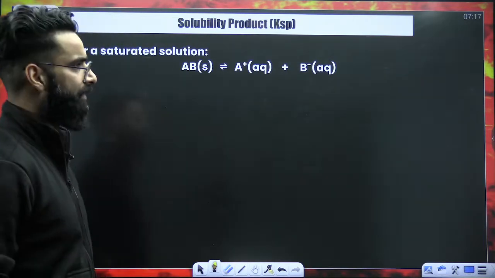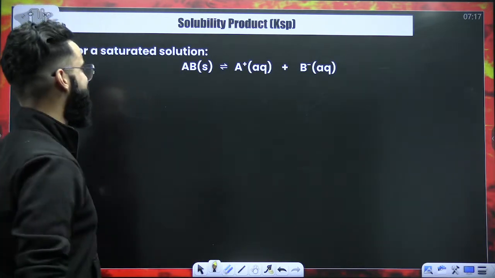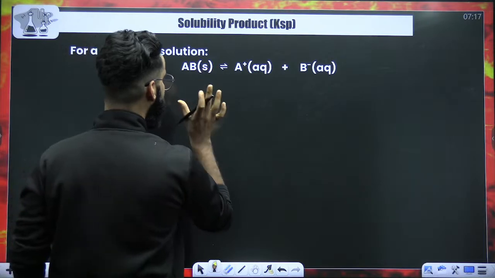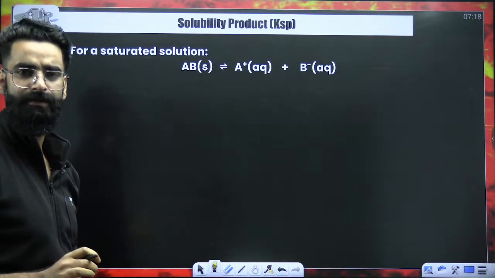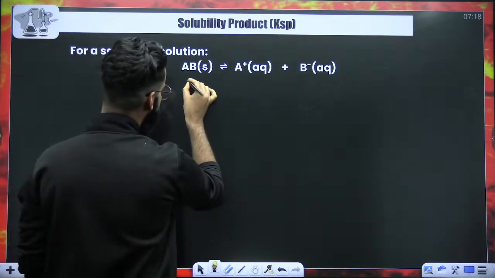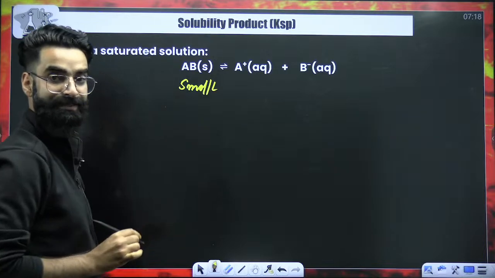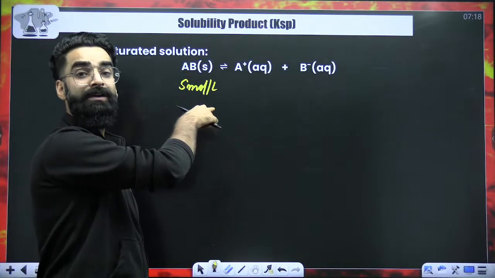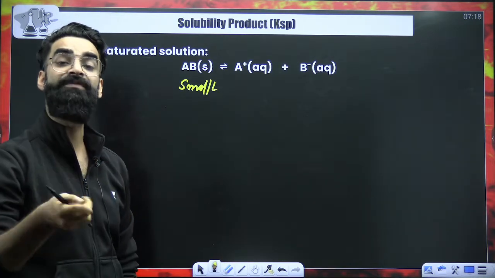My dear students, try to understand one thing. Let's say you are taking a saturated solution of AB solid, right? Let's assume its solubility is S moles per liter. That means S moles of salt is present in the solution in the form of ions.